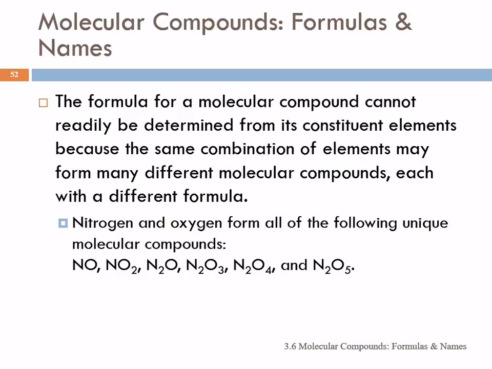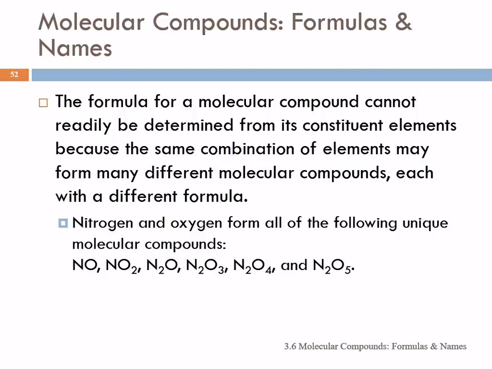In a molecular compound there are no charges. And we can have lots of different compounds between the same two elements. We just looked at carbon monoxide and carbon dioxide. Look at all the compounds that you can make between nitrogen and oxygen. There's 6 of them. They're all nitrogen and oxygen.